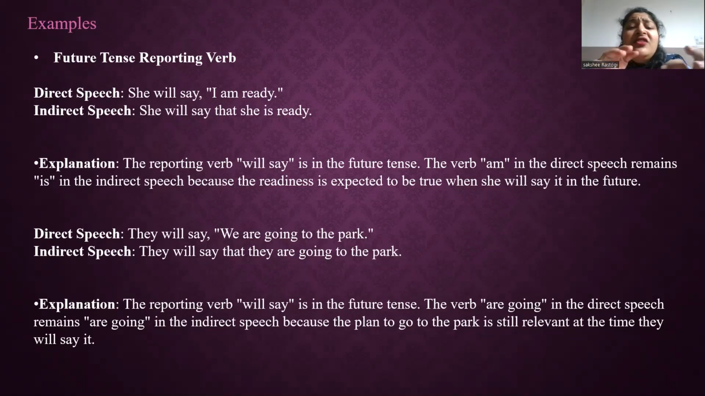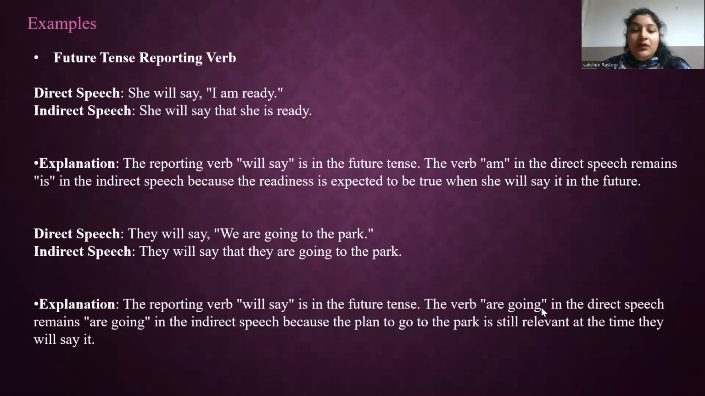So in each of these examples, the future tense reporting verbs are will say, will exclaim, will tell, will ask, will announce. These are all talking about the future tense reporting verb, which is used to report speech that will happen in the future. The tenses of the original sentence can change to make the future tense of the reporting verb. Note that the future tense reporting verb is used to express future actions, predictions, or plans, and the indirect speech reflects these future perspectives.